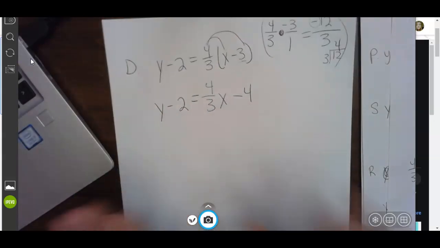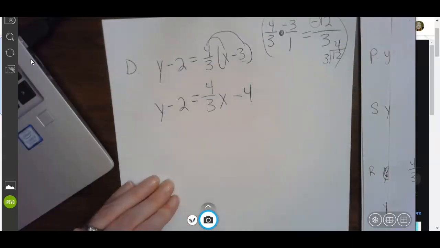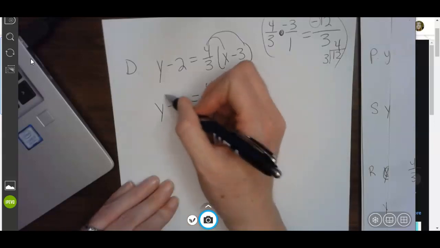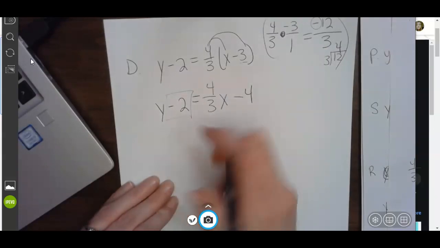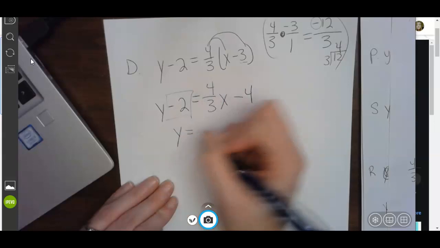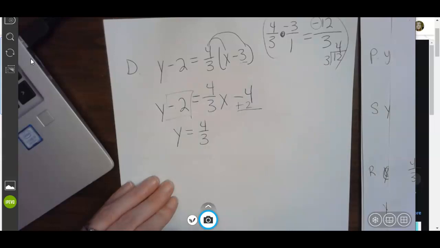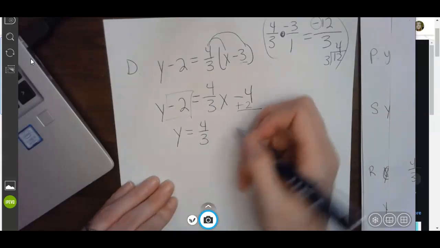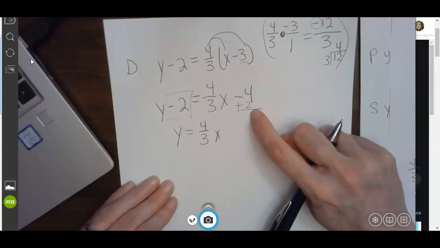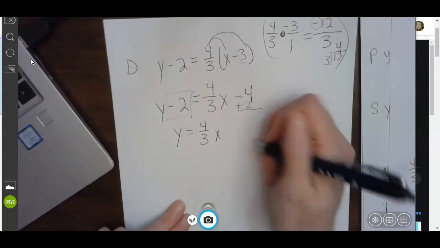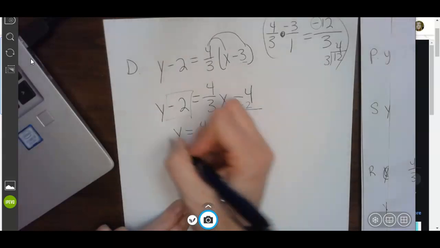So now we have our parentheses gone, so now we can do it the regular way. All we have to do now to put this into slope form is we just take this and move it over. When you take it across, you change it from a negative to a positive. So it's going to be y is equal to 4/3x, and I'm going to take this and add the 2, right? And then 4 minus 2 is 2, and we keep the -2. Okay, this is our answer.